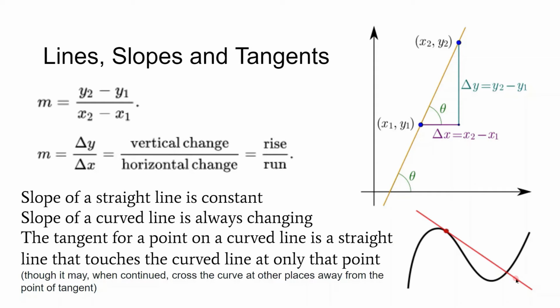The tangent for a point on a curved line is a straight line that touches the curved line at only that point, at least for all points that are close by to that point. If you extend the tangent on a straight line, it may actually touch the curve at some point, some distance away from the tangent point.